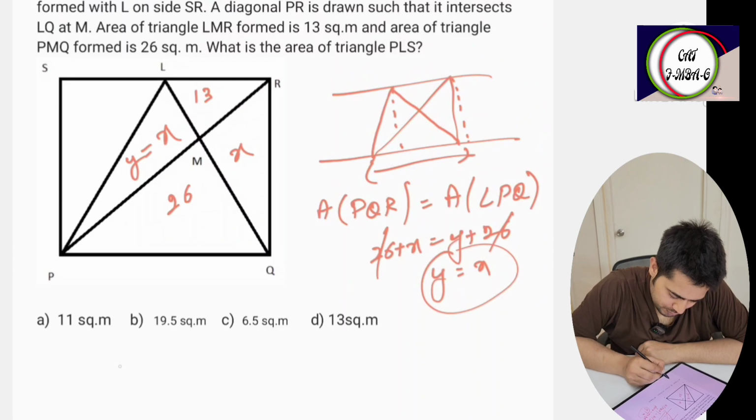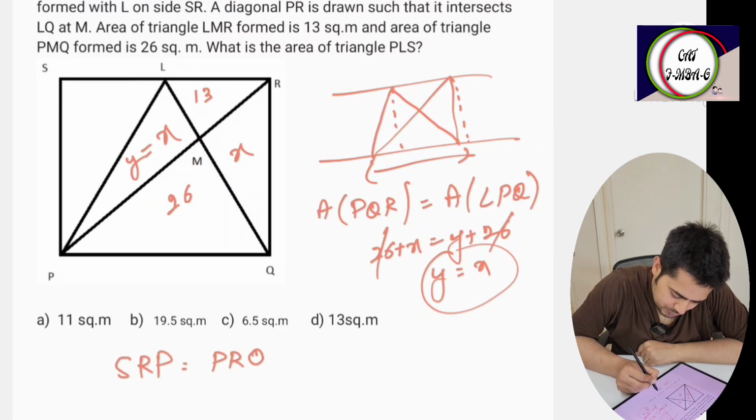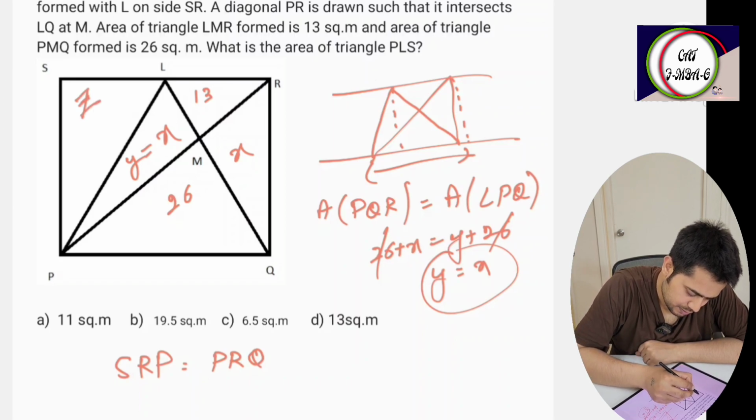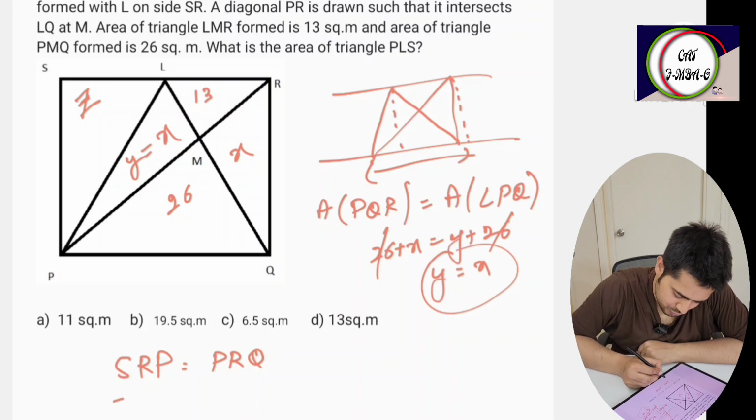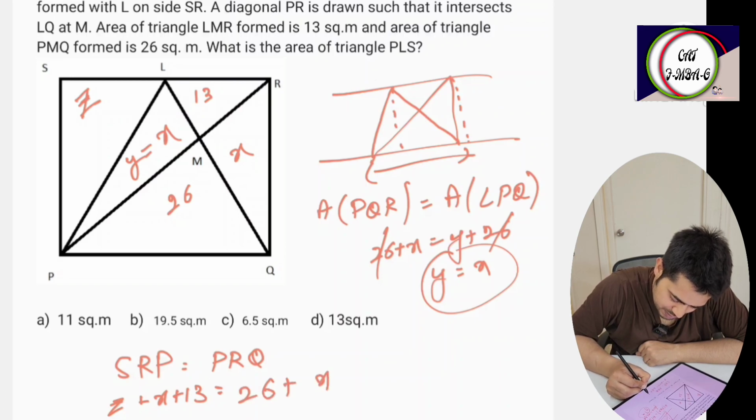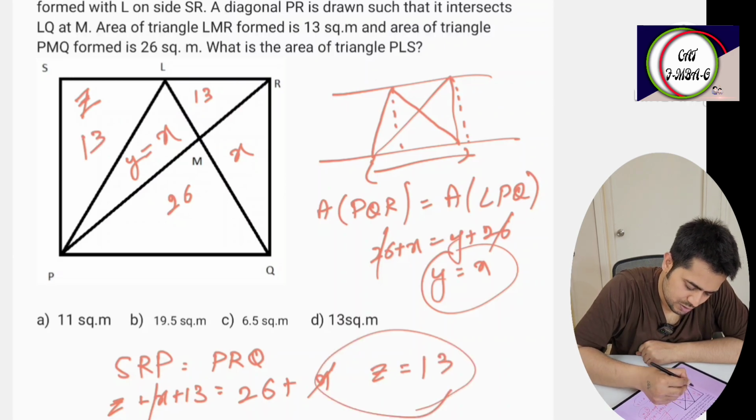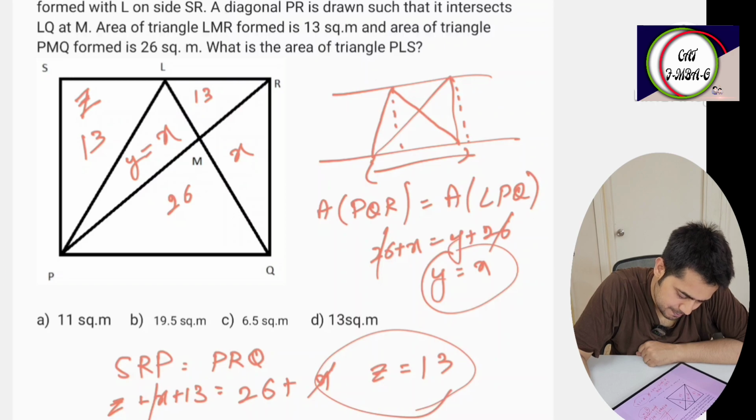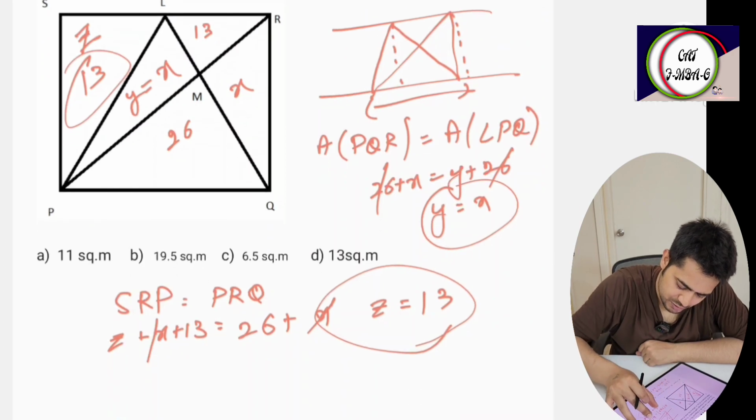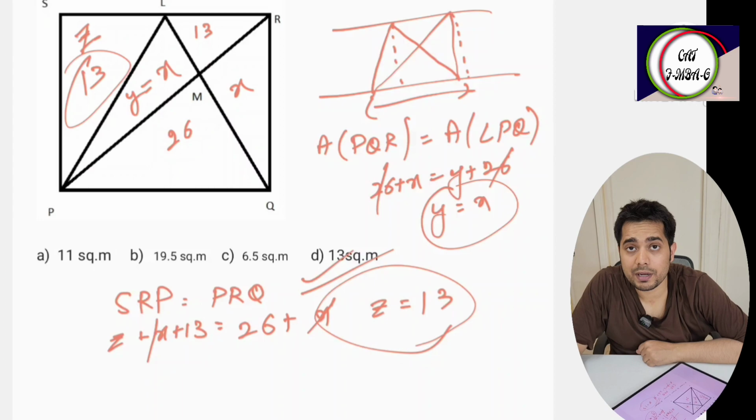So area of SRP is equal to area of PRQ. SRP, let this area be Z, is the area of LSP. So Z plus x plus 13 is equal to PRQ, which is 26 plus x. X gets cancelled. So Z is equal to 26 minus 13, 13. So area of PLS is 13. 13 is the right answer, 13 square meter. Option number D.